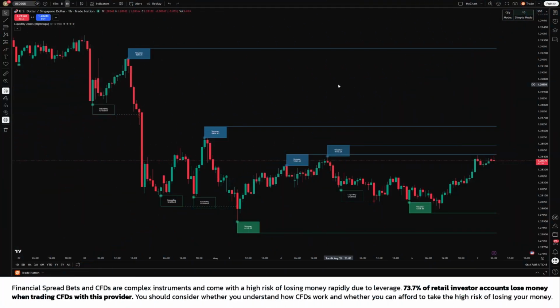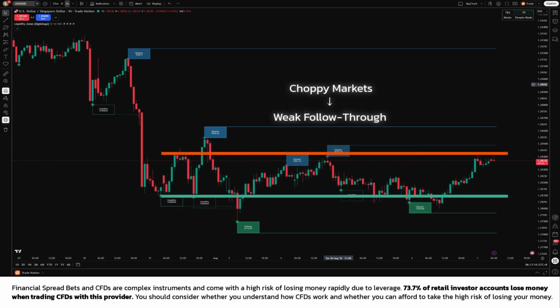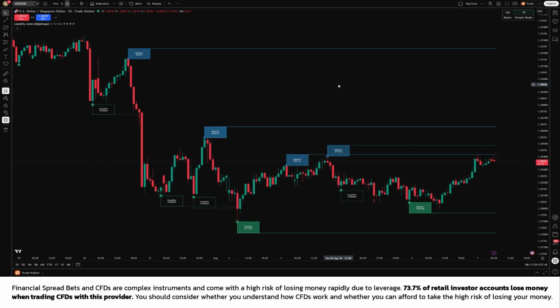It is also important to recognize the limitations. Liquidity zones do not predict direction by themselves. In choppy or low volume conditions, price may move through several zones without clear follow-through. For that reason, the indicator should be used to organize context, not to replace analysis.